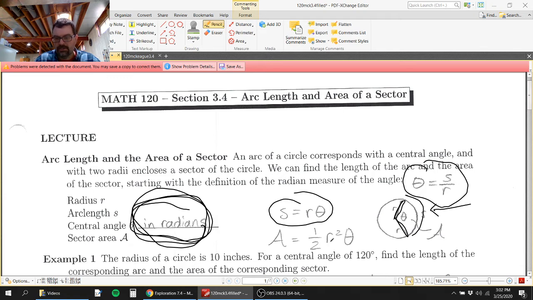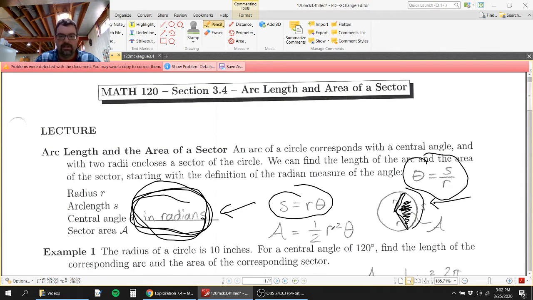And area actually uses the formula for the area of an entire circle, which is pi r squared, and basically takes the appropriate fraction of it to get just the area of this region here. All right, so the area is 1/2 r squared theta, but again, theta in radians. All right, so you can do some real simple computational problems here.